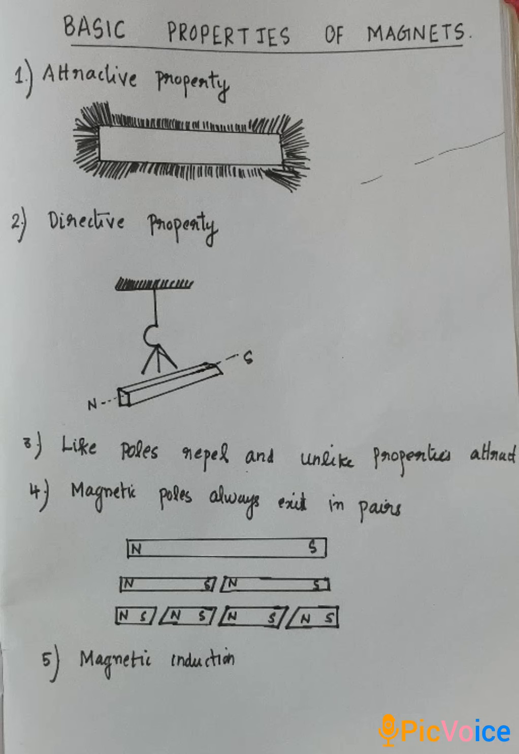Hi students. Now we are moving on to the next chapter, magnetism. As an introduction, let us discuss some basic properties of magnets. Actually, we are going to discuss 5 basic properties of magnets. The first one is the attractive property.